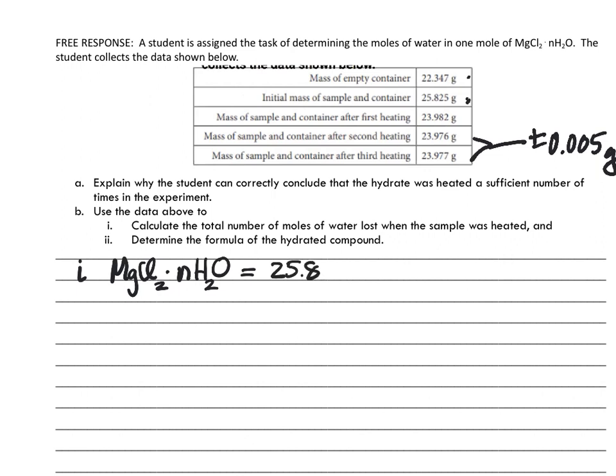Yep. So our before, not an after yet. Because after we heat it up, do we have the hydrate there? No, the hydrate's going to go away. So I need the before, which is the 25.825. We are going to use that, just not for the hydrate. What do I need to get rid of? The mass of the container. The container. So I've got to get rid of the container, and that's going to be 22.347 grams.